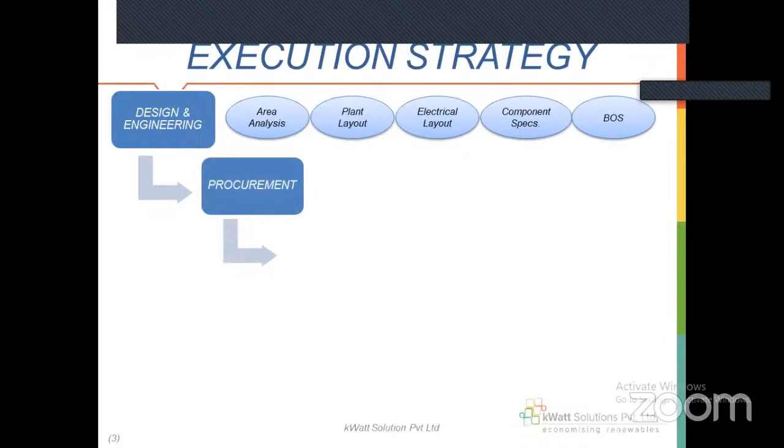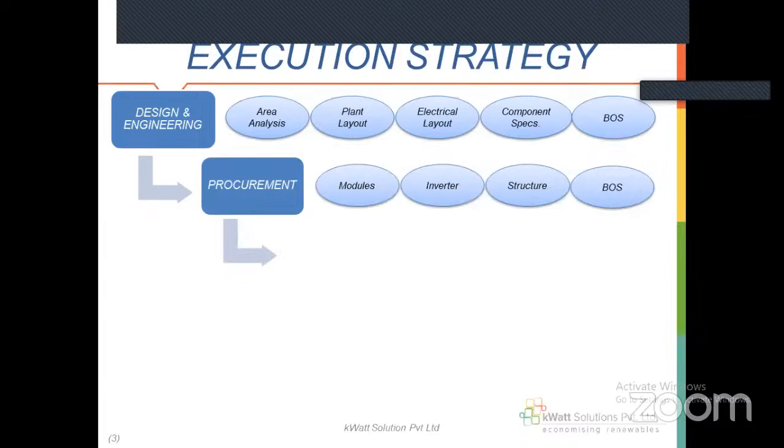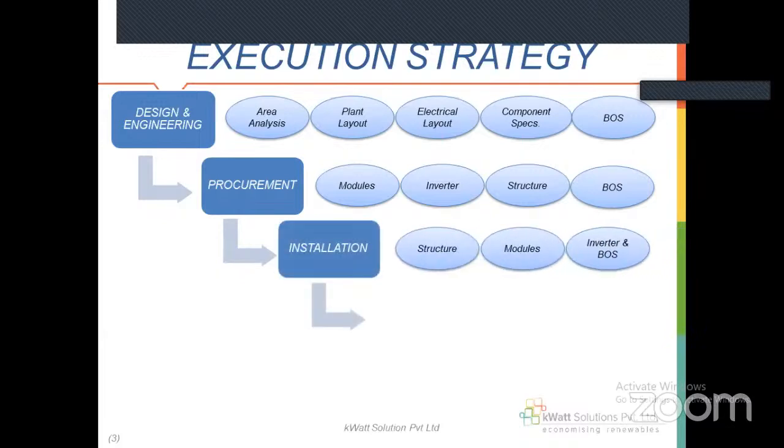Once all this design and engineering is done, you need to go for procurement. Procurement of modules and inverters is the most important thing, because 70% of the procurement cost comes through your modules and inverters, which are the most costly items. Then installation: first structures, then modules, then inverter and BOS items. So these are the steps. And then finally the testing.